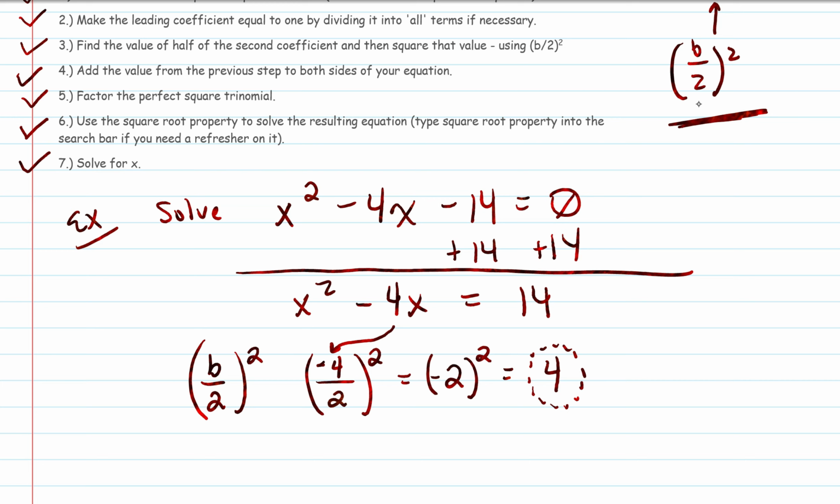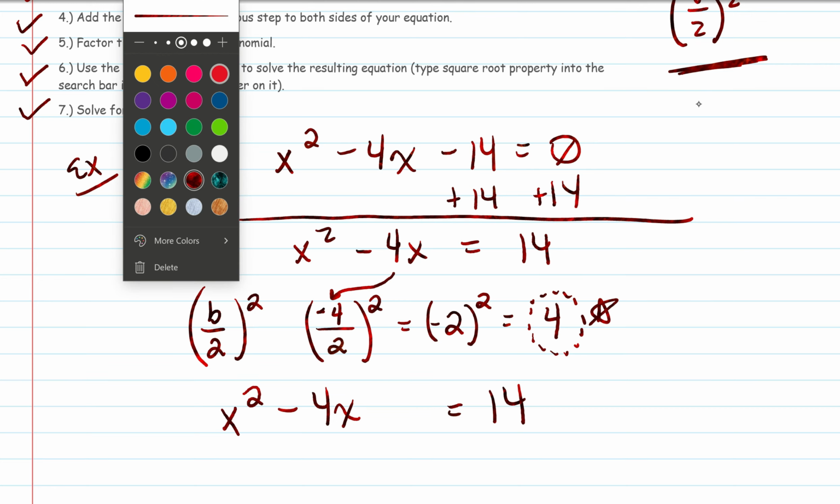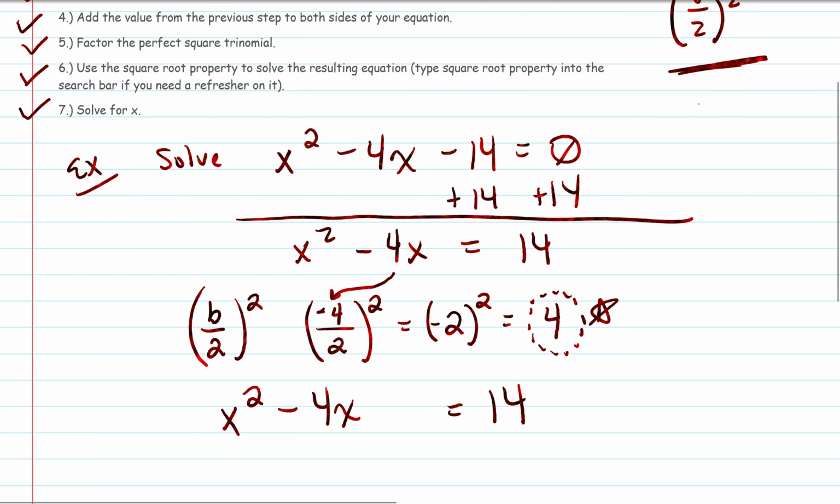All right, so we're on to step 4. Step 4 says to add the value from the previous step to both sides of your equation. Okay, so they're talking about this 4 right there. We're going to add that 4 to both sides of the equation. So x squared minus 4x equals 14. So we're going to go ahead and add that 4 right there and right there.